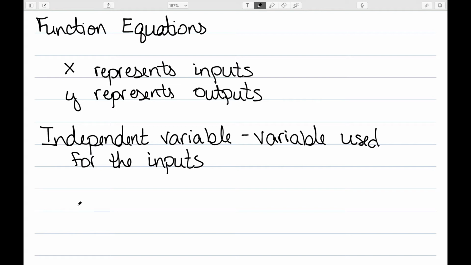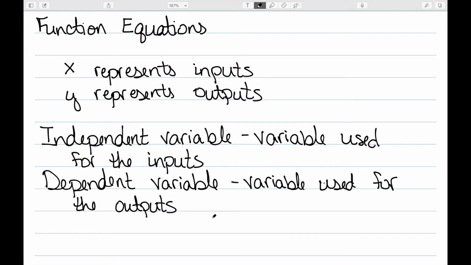The independent variable is the variable used for the inputs. This ranges freely over all allowable inputs, so we get to pick what this is depending on what allowable inputs we can use for our function. The dependent variable is then the variable used for the outputs. And this is known as dependent because it depends on the value of the input in the independent variable. So we decide what we're going to put in for our input, the independent variable, and then our output depends on our choice of input.